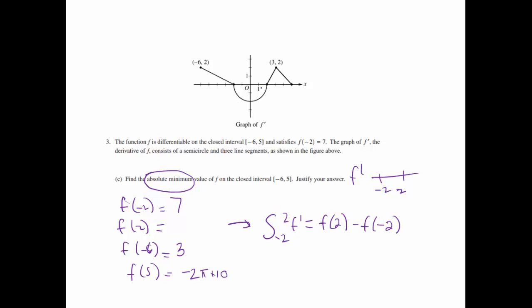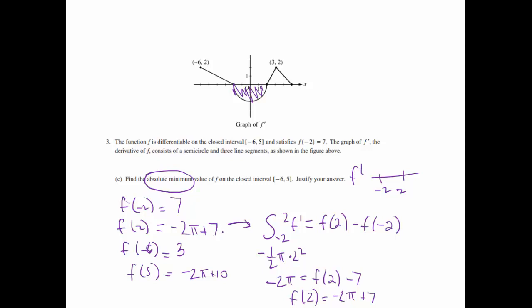This would be the area under the curve from negative 2 to 2, so it's going to be this right here. So I'm going to get negative half pi r squared. That will give me negative 2 pi is equal to f of 2 minus 7. So f of 2 is going to equal negative 2 pi plus 7. So negative 2 pi plus 7 for that one.